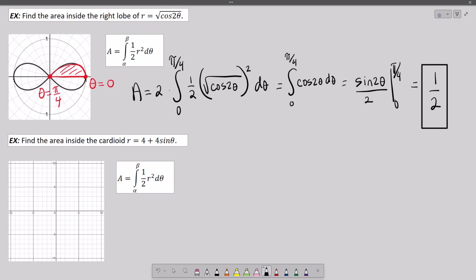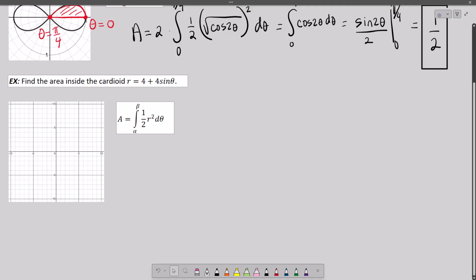So that shape, obviously it's the infinity shape. They call it the lemniscate, or lemniscate, depending on where you are. Figure 8. That's the area. No pi. All right. Cardioid.